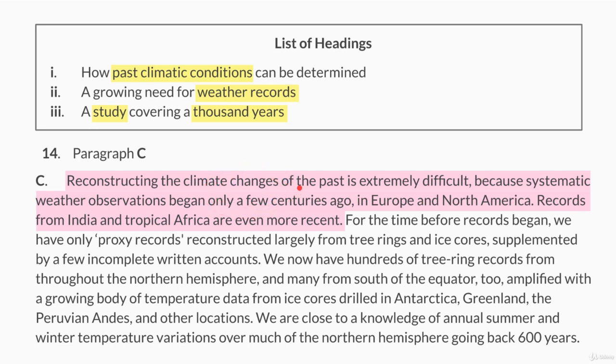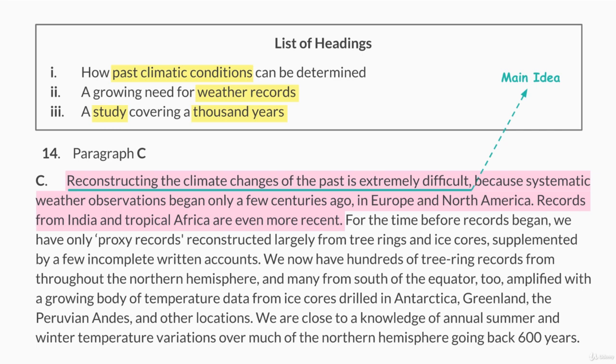So these two sentences are really talking about how reconstructing the climate changes of the past is extremely difficult. So trying to figure out what the climate change used to look like in the past is a difficult thing to do. And that is really the main idea. That is what this whole paragraph is going to expand upon. So that's the gist. That's it right there. So you have to be able to look at the first sentence and the second sentence and maybe the last sentence sometimes, and you have to be able to identify the gist of that paragraph.